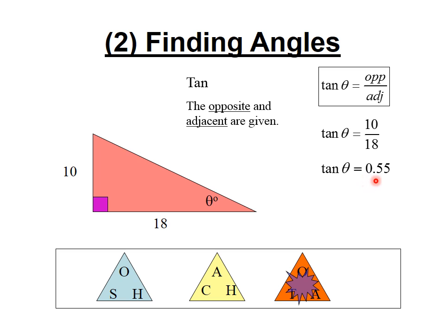And then we're going to do that backwards operation. So we'll put in tan inverse of decimal 0.55 and see if you can get 29 degrees.